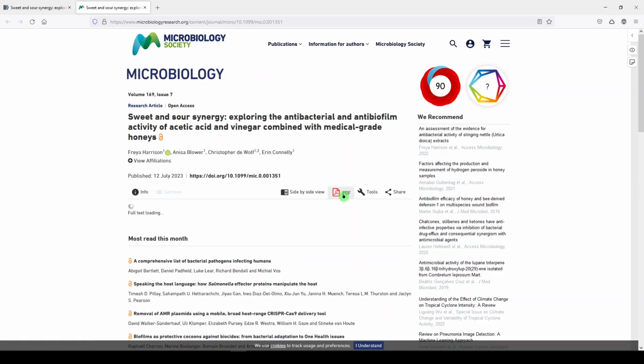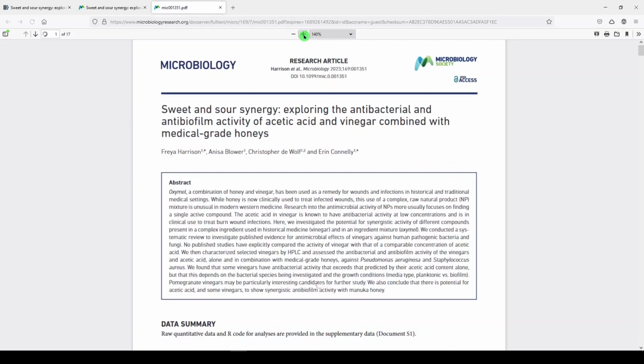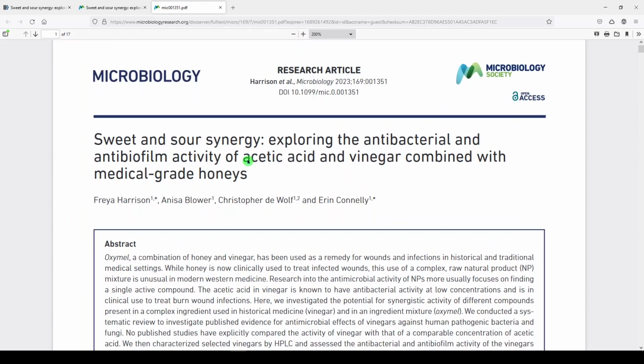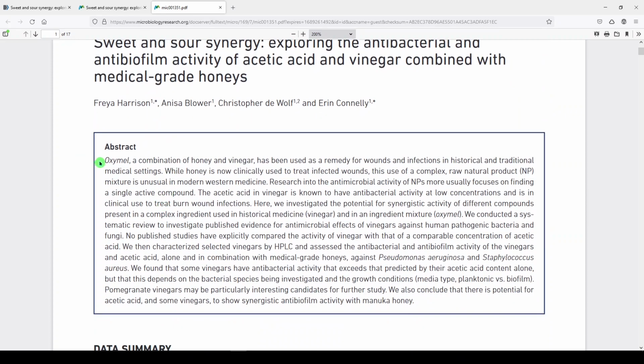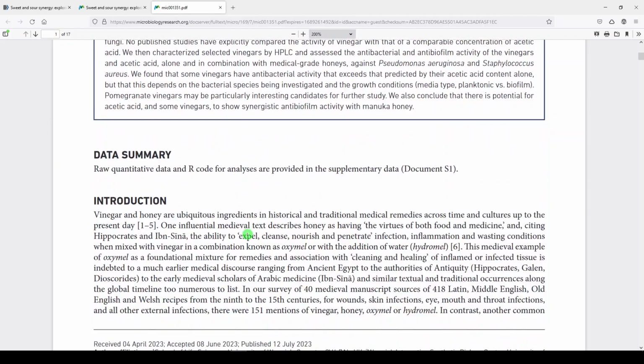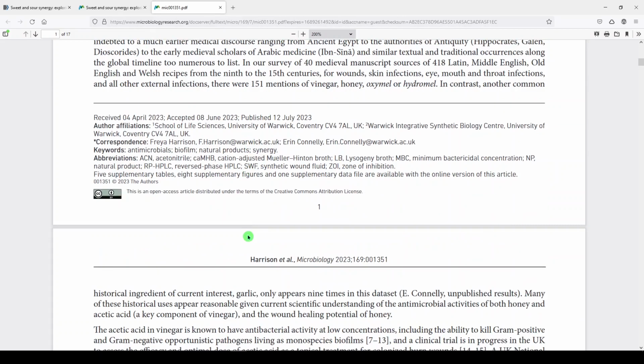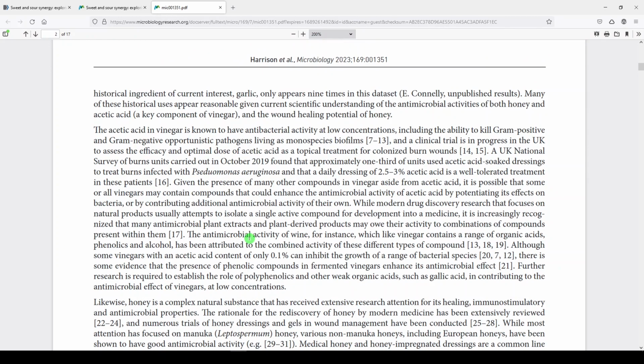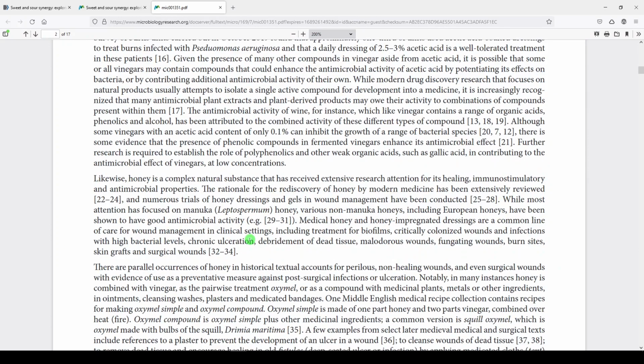Let's look at the PDF. And I'll make it a little bit bigger. And what I noticed about this one is the topic specifically states in the title the antibacterial and antibiofilm activity of acetic acid and vinegar combined with honey. Okay, that's important. And then they've noted that this substance is sometimes called oxymel. Later on in the article, they give the variation of spelling oxymel with an I, O-X-I-M-E-L.